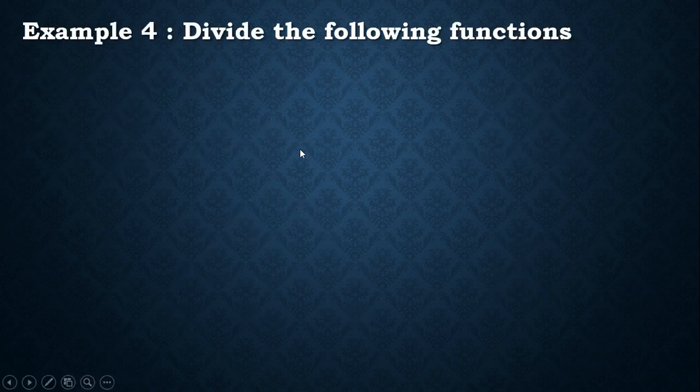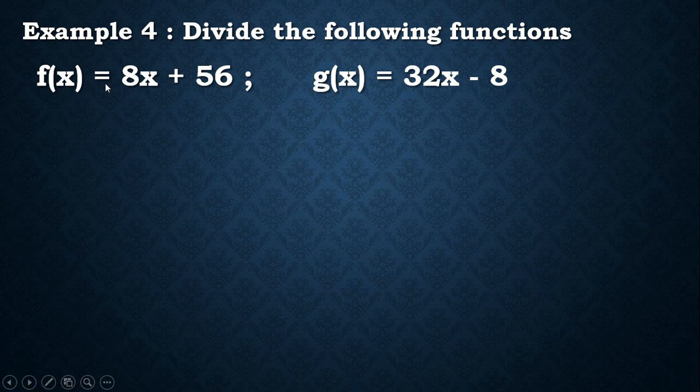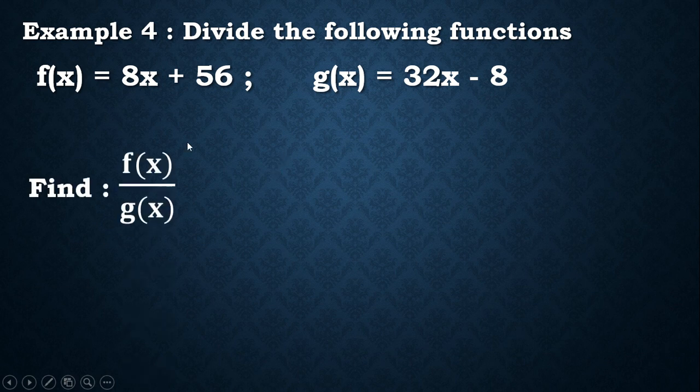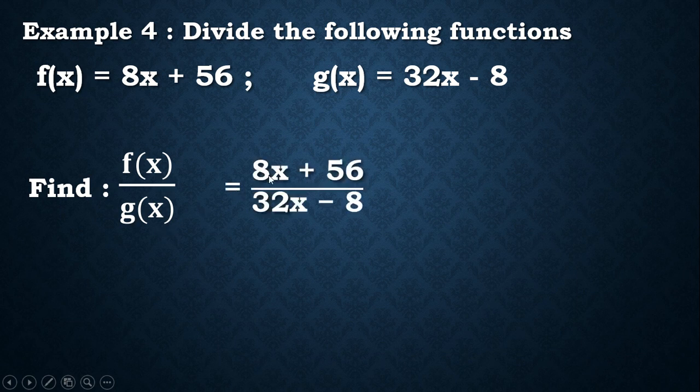Divide the following functions. F of x is equal to 8x plus 56, and then g of x is equal to 3x minus 8. So we have binomials here. Both are binomials. We have to find f of x divided by g of x, or f of x over g of x. And then we have to substitute f of x and then g of x. We have in the numerator 8x plus 56 and in the denominator 32x minus 8.